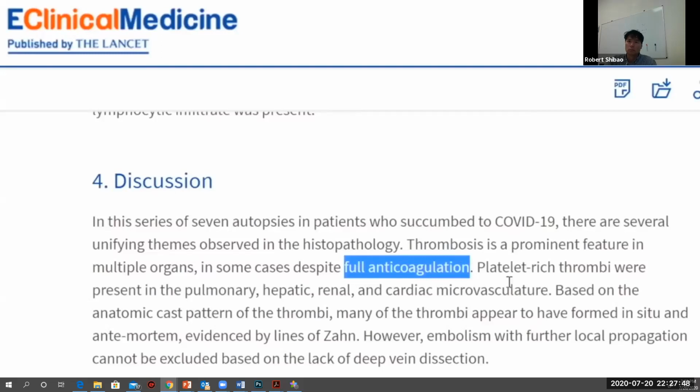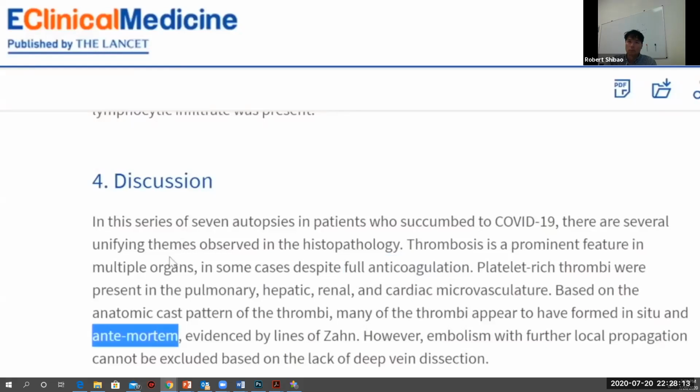They go on to say platelet-rich thrombi were present in the pulmonic, hepatic, renal, and cardiac microvasculature. Based on the anatomic cast pattern in the thrombi, many of the thrombi appear to have formed in situ. That means right there in place. In other words, they didn't form elsewhere and travel to that place. They formed right there in that place. They also say that it was ante-mortem. What does that mean? That means there before they died.